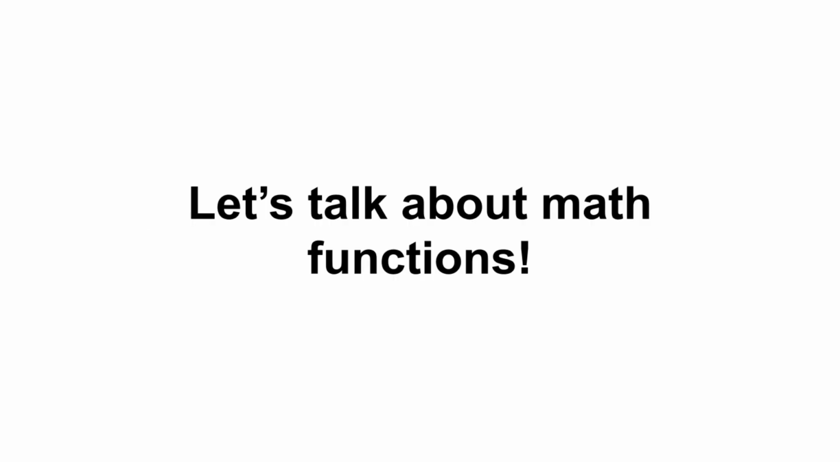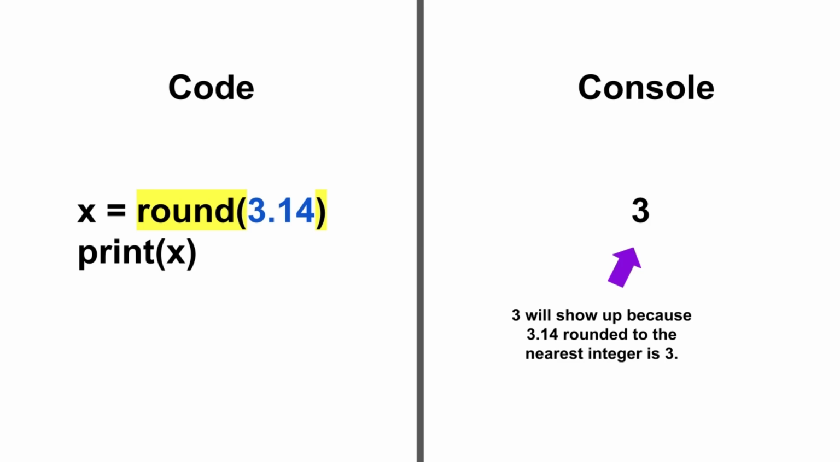Let's talk about functions. There are many math functions in Python that let us do complex mathematical things. One of them is the round function. The round function simply rounds a number to the nearest whole number, so 3.14 rounded is simply 3.